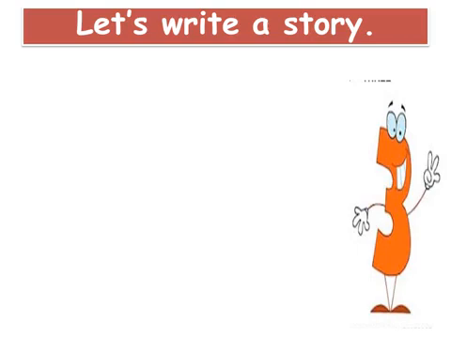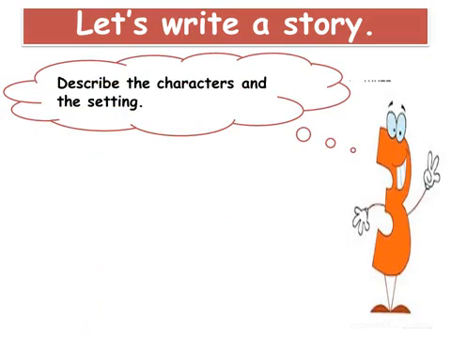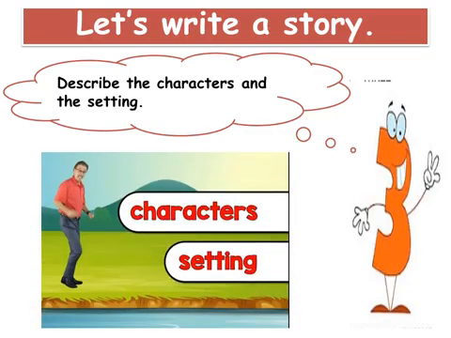So, step number 3 is to describe the characters and the setting. Miss, what about the middle and the end? We will write the middle and the end after the characters and the setting. So I'll start with the title, then sentence to describe the beginning of the story, then the characters, then the setting. Okay, let's do it.